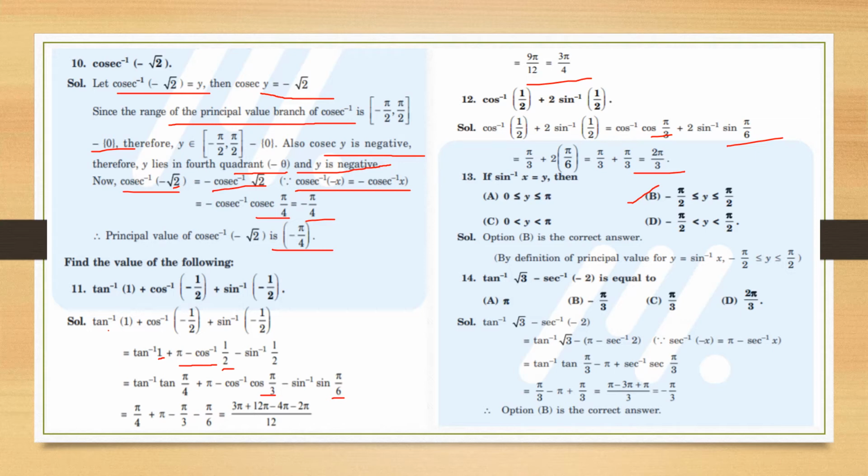So I know secant inverse minus x is 180 minus secant inverse x. So be careful here instead of bringing this negative sign outside. So root 3 is at tan pi by 3, that is tan 60, and it is minus pi plus secant inverse, and secant is 2 at secant pi by 3, that is 60. So it is your pi by 3 minus pi plus pi by 3, and on solution it gives me minus pi by 3. So that means my option number B is correct.